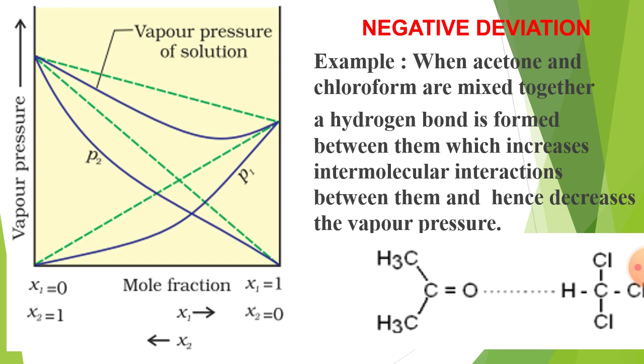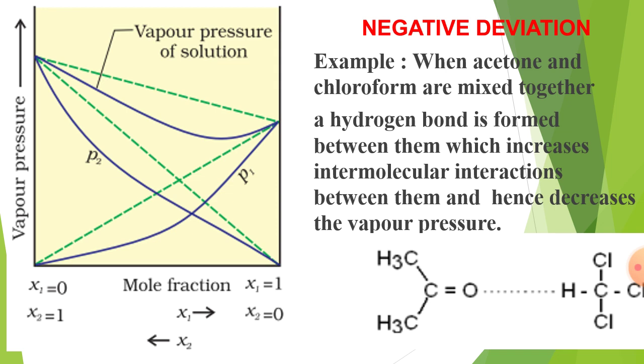between them, which increases intermolecular interaction between them and hence decreases the vapor pressure, and hence delta mix H is less than 0 and delta mix V is also less than 0. That is, the dissolution is an exothermic reaction and volume decreases due to increase in interaction. Look at the example.